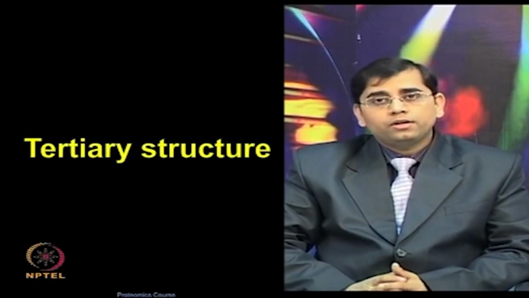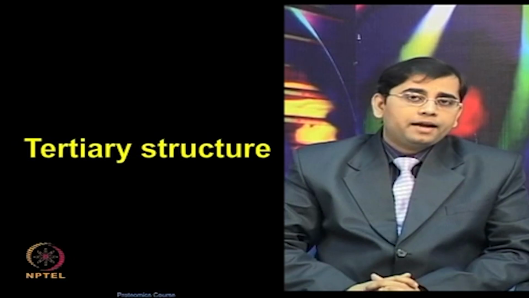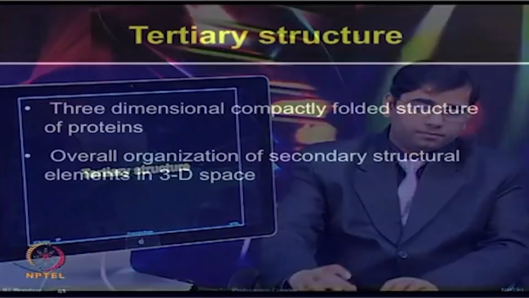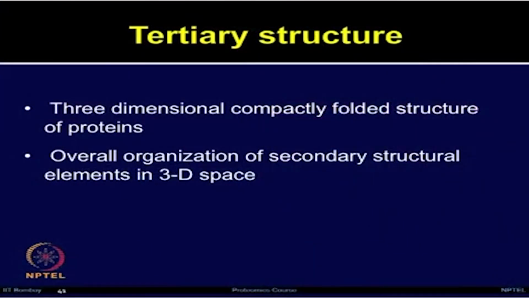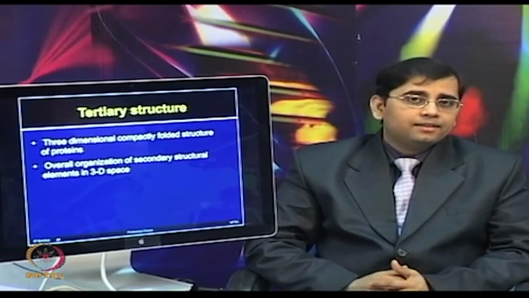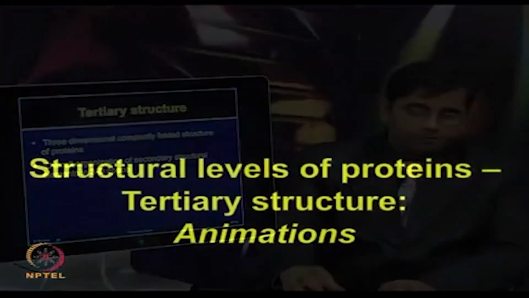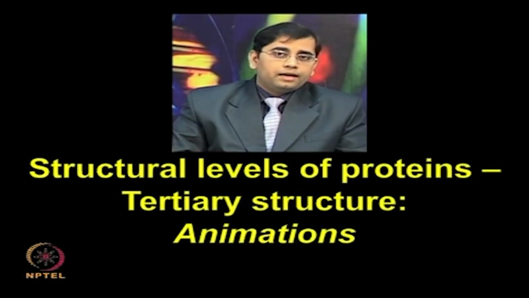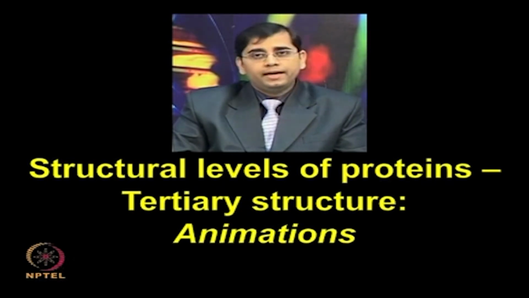Let us now move on to tertiary structure, which refers to overall folded structure. NMR and X-ray crystallography provide detailed three-dimensional structures. The three-dimensional structure is the compactly folded structure of proteins, and it represents the overall organization of secondary structural elements in 3D space. There are numerous interactions which stabilize the tertiary structure of proteins. We will take myoglobin as an example and describe some of the properties of tertiary structure in the following animation.